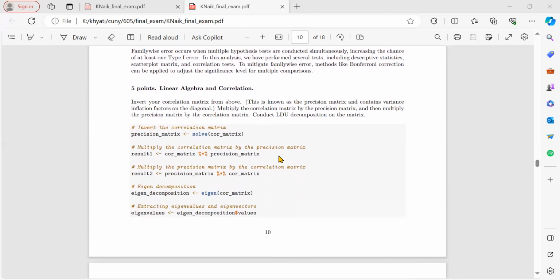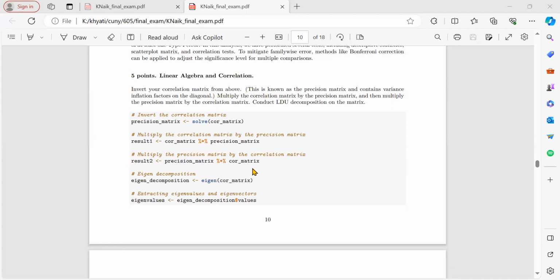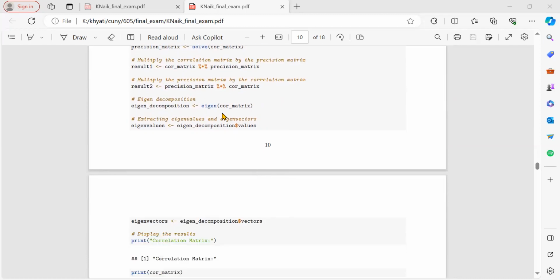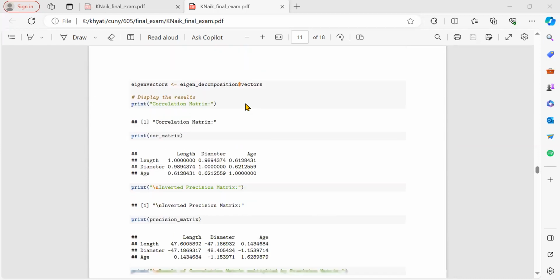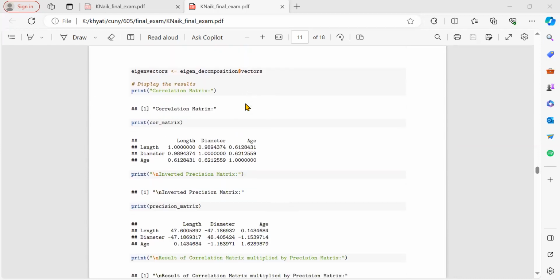Coming on to linear algebra and correlation. So here we have to invert our above correlation matrix and do some calculations. Going through the code, we are inverting the correlation matrix, then multiplying the correlation matrix by the precision matrix. Here we are multiplying the precision matrix by the correlation matrix. We are decomposing it and extracting the eigenvectors and eigenvalues. So here are the results.